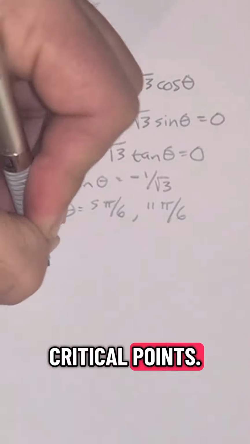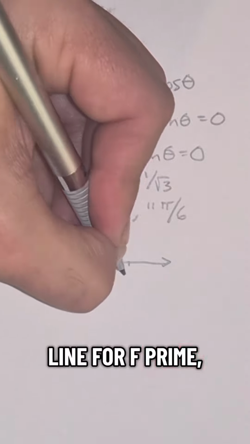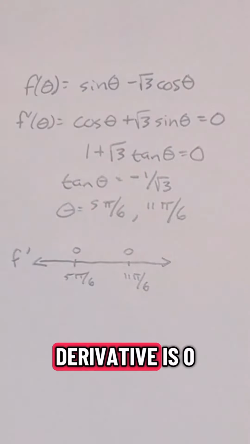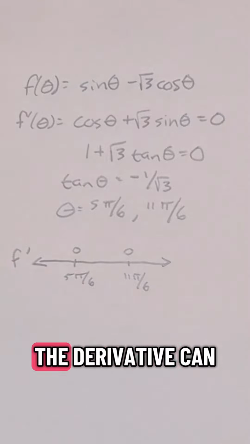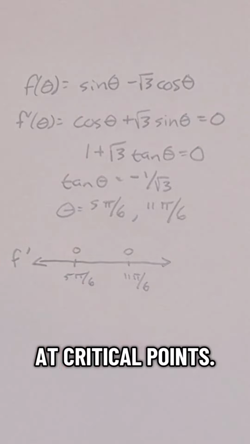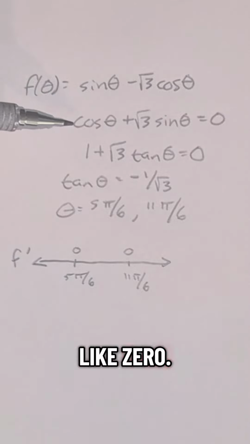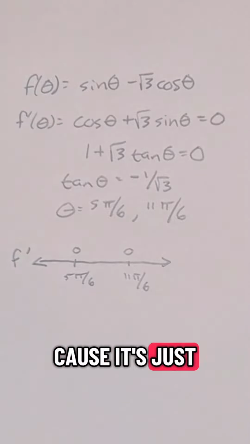These are our critical points, so we can make a number line for f prime, and we put 5 pi over 6 and 11 pi over 6 on the number line. And remember, the derivative is 0 at both of those places. And we know the derivative can only change sign at critical points. So we look at a theta value less than 5 pi over 6, like 0. F prime is clearly positive there because it's just 1 minus 0, which is 1.